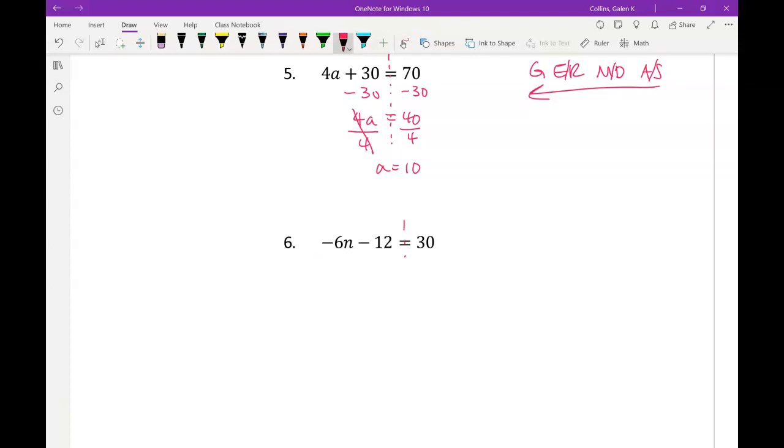And then in number 6, same idea here. I want to undo the subtraction of 12 first, and I could do that by adding a positive 12 to both sides. Since negative 12 plus positive 12 is 0, we now have negative 6n equals 42. And I want to undo that multiplication of negative 6 using the inverse operation, which is division. So n equals negative 7.